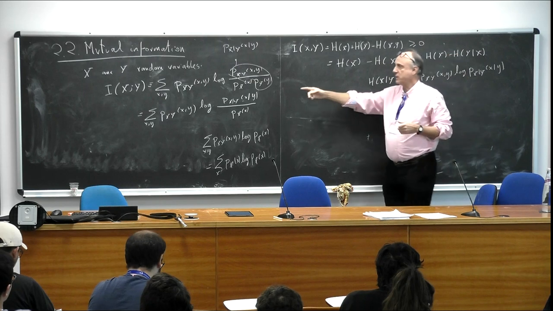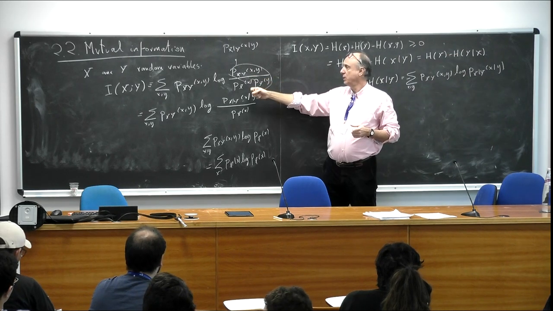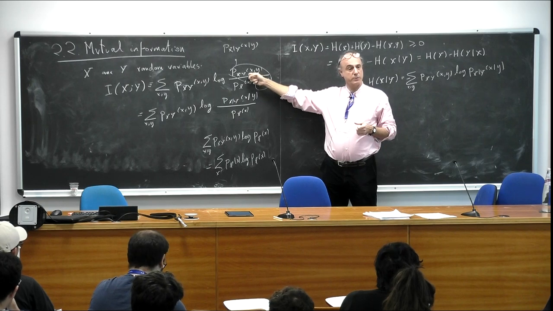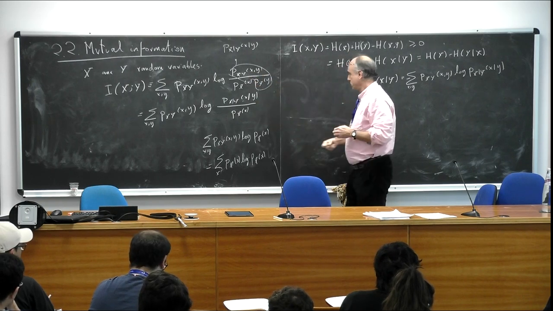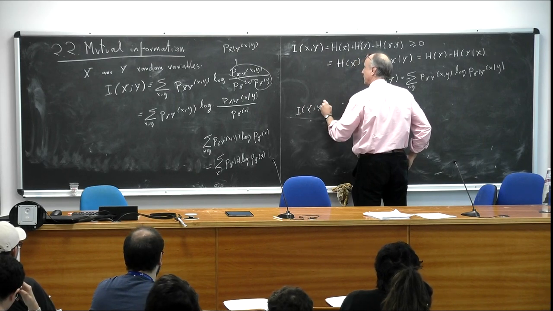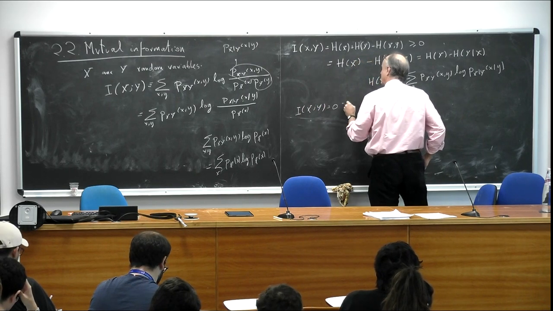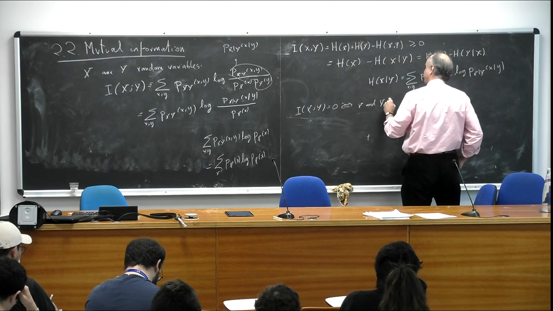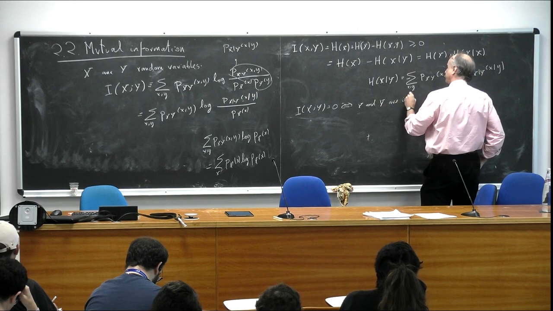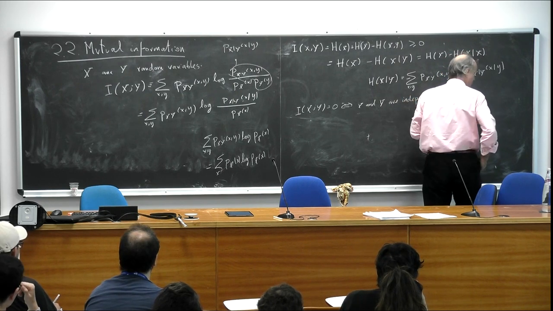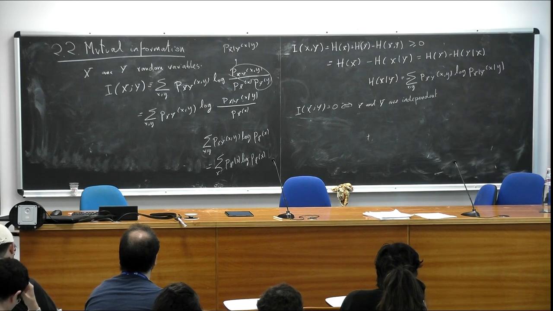This is something that you can see here in the first definition. If x and y are independent, this joint distribution factorizes, and this is 0. So I is 0 if x and y are independent. OK, this is the first important property.